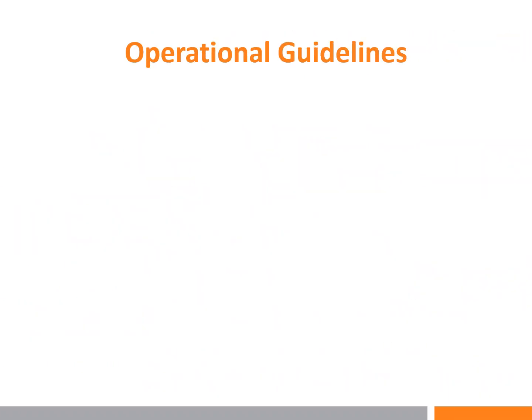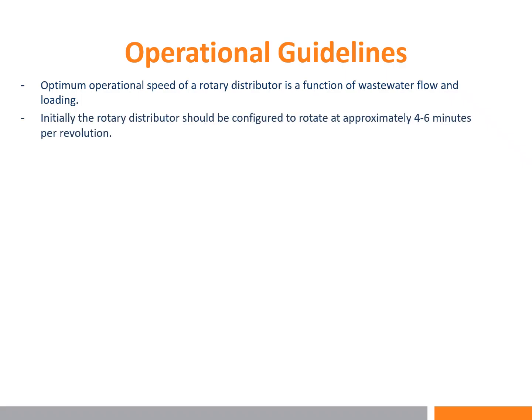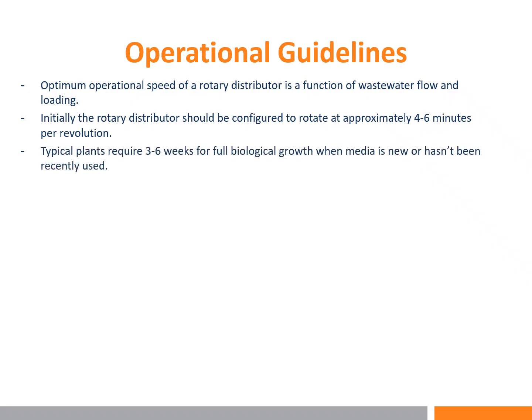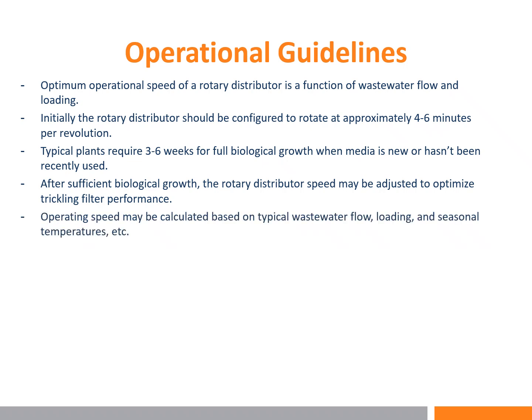Operational guidelines. Optimum operational speed of a rotary distributor is a function of wastewater flow and loading. Initially, the rotary distributor should be configured to rotate at approximately 4 to 6 minutes per revolution. Typical plants require 3 to 6 weeks for full biological growth when media is new or hasn't been recently used. After sufficient biological growth, the rotary distributor speed may be adjusted to optimize trickling filter performance. Operating speed may be calculated based on typical wastewater flow, loading, and seasonal temperatures, etc.